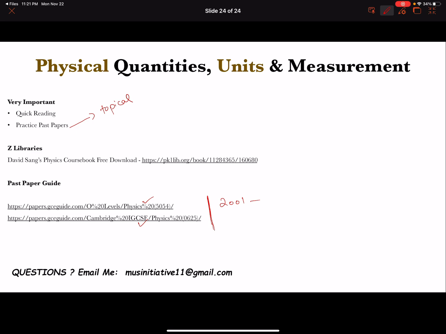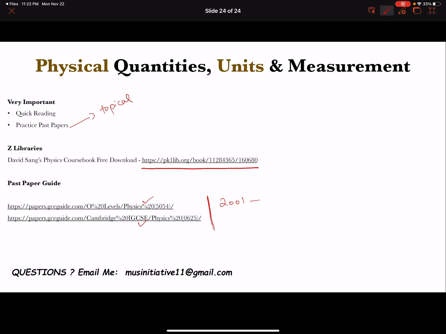And another thing that I want to mention is Z Libraries. Basically, this is a website where you can go and download any book that you'd like. Mostly the books that I need for my education, or in college, I can usually find on Z Libraries. And I've downloaded David Sang's physics course book, which I've heard is a good course book for teaching O-Levels and IGCSE physics. So I've included the link to that as well. Or you can just go to Z Libraries and search for it.